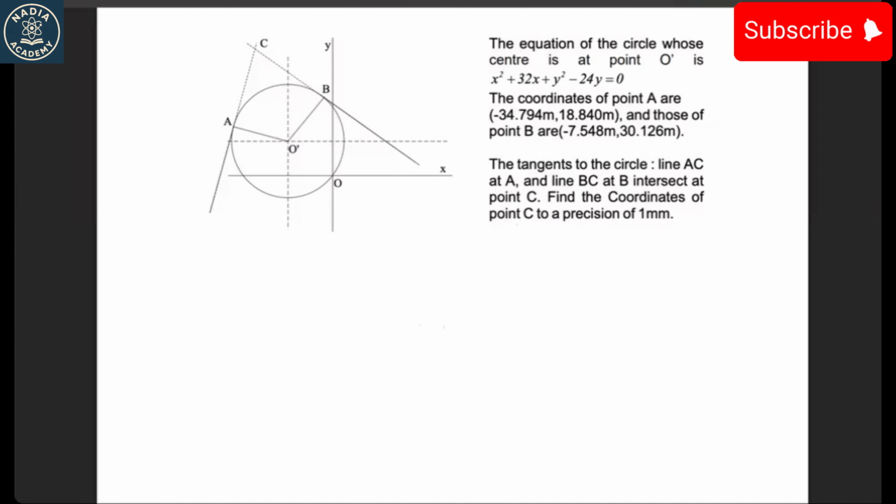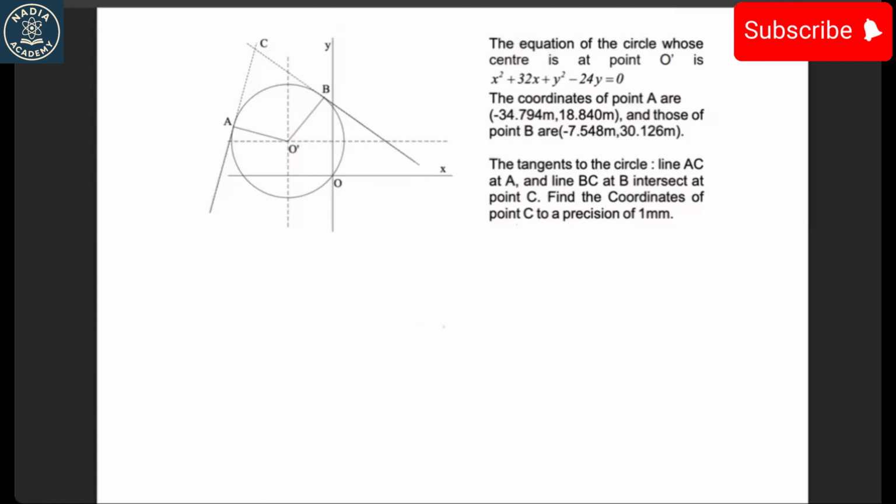The question is: the equation of the circle whose center is at the point O prime is x squared plus 32x plus y squared minus 24y is equal to 0. The coordinates of point A are x equals negative 34.794 meters and y equals 18.840 meters, and those of point B are negative 7.548 meters and 30.126 meters.